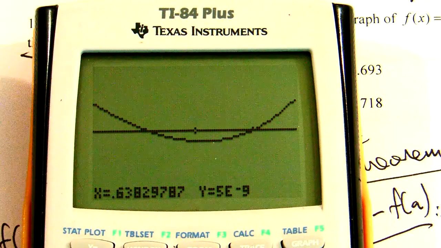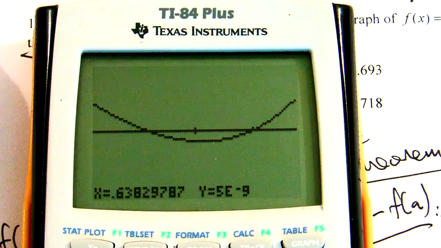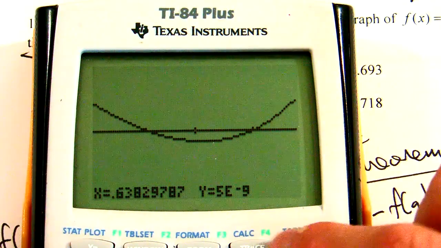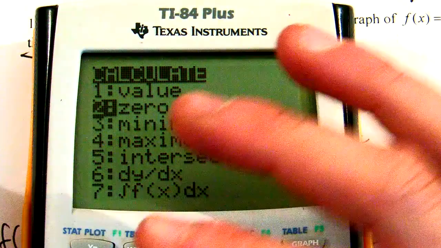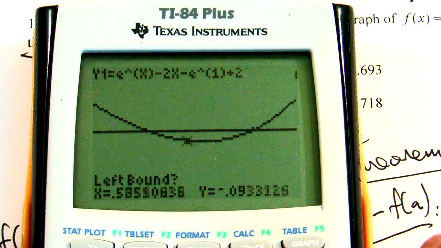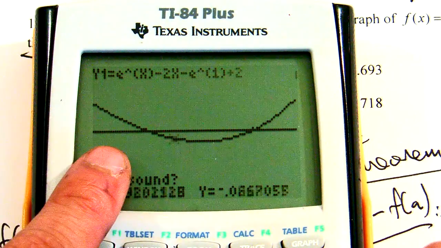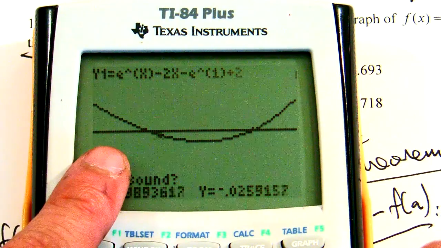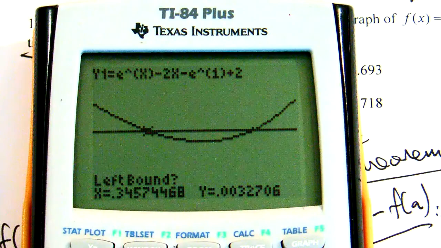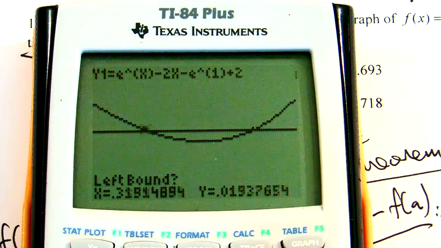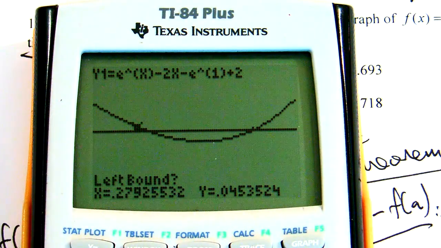So let's find one here. We're going to find the 0, so go second trace, go to 0, and you're going to go here, and you're going to go to the left of 0, so take your cursor. Okay, right now I'm at 0. So first bring it to 0, and now go to the left of 0. Just go to the left of it a little bit, and hit the enter button.